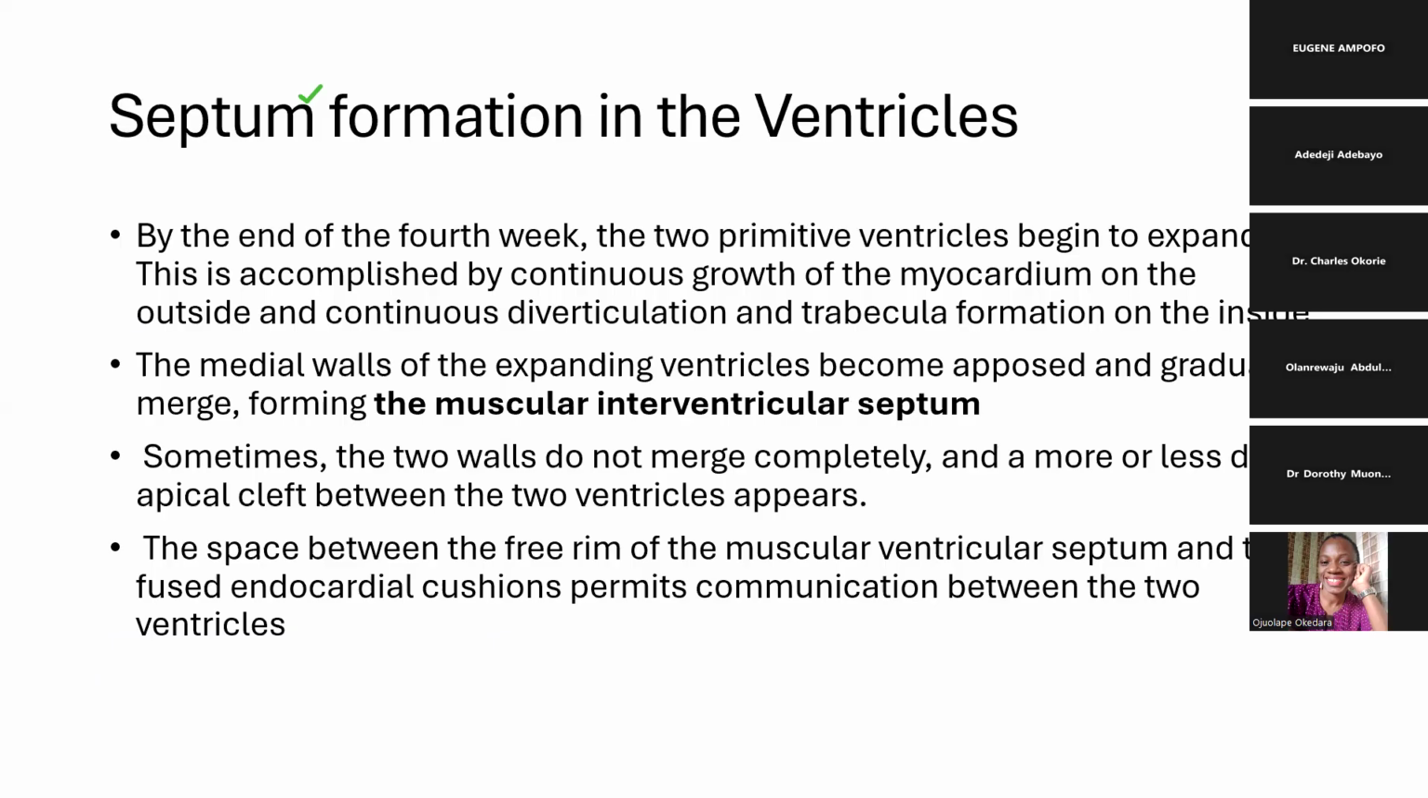Looking at septum formation in the ventricle, by the end of the 4th week, the two primitive ventricles begin to expand. This is accomplished by continuous growth of the myocardium on the outside and continuous diverticulation and trabecular formation on the inside. The medial walls of the expanding ventricles become opposed and gradually merge, forming the muscular interventricular septum. Sometimes the two walls do not merge completely, and a more or less deep apical cleft between the two ventricles appears. The space between the free rim of the muscular ventricular septum and the fused endocardial cushions permits communication between the two ventricles.